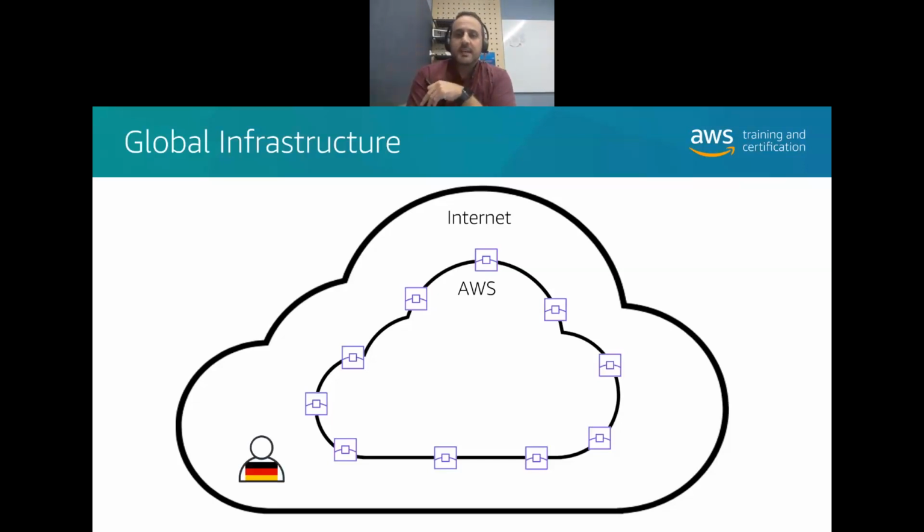Here we have a user. He's in Germany. He wants to access a server in Australia. How does he get into the AWS cloud to get to Australia? Easy. The closest edge location to him, which happens to also be in Germany. And the benefit here is as soon as he hits the edge location closest to him, he is now inside the AWS cloud. And so we can optimize that connection for speed and reduce latency.